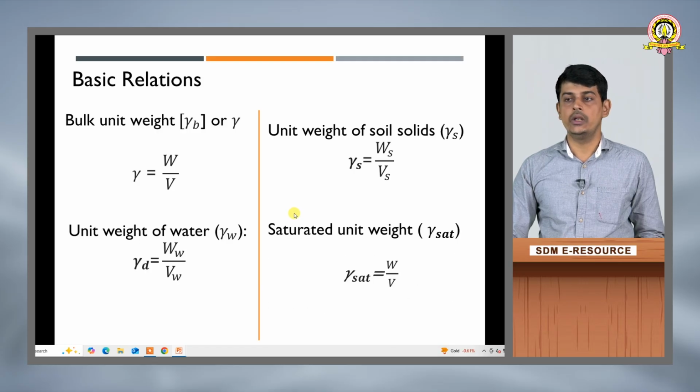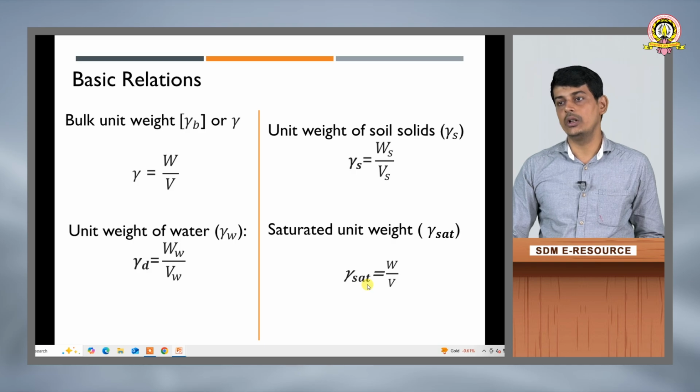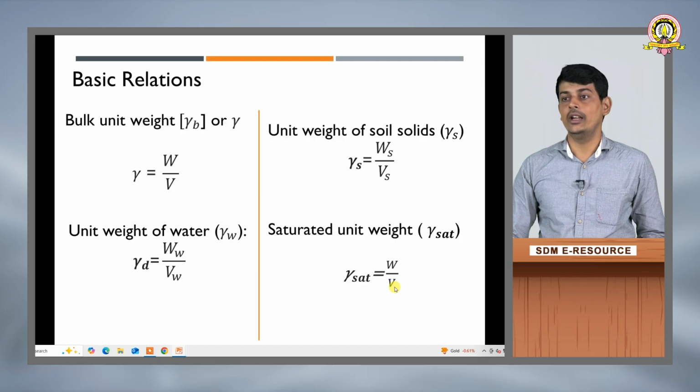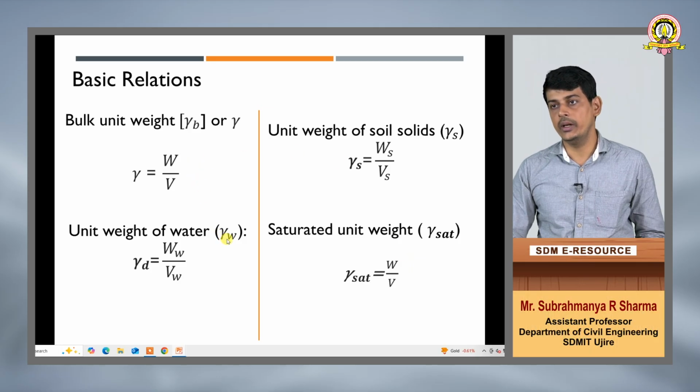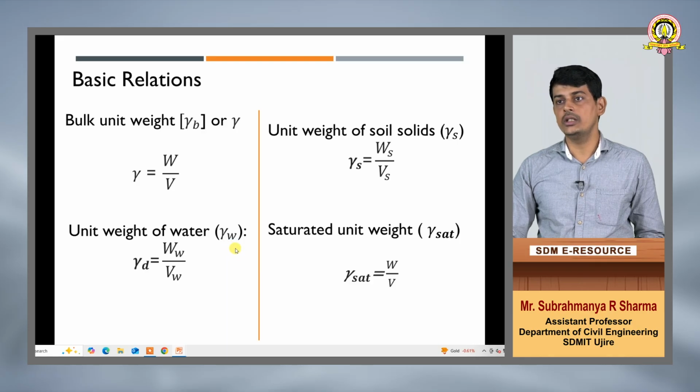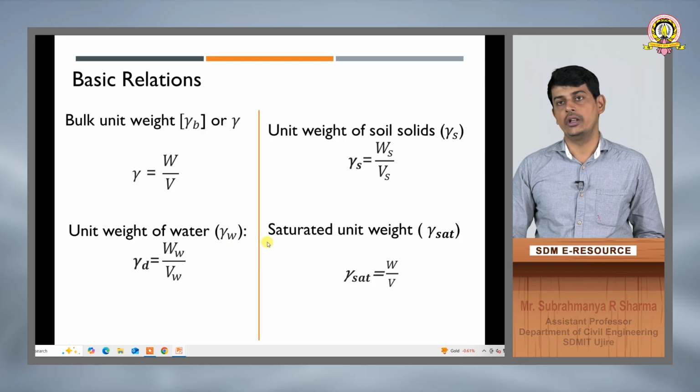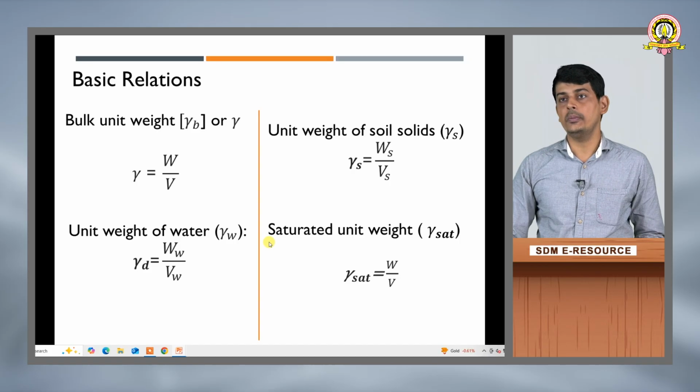And saturated unit weight, as you know, is represented as gamma sat, which is equal to the total weight divided by total volume, in a completely saturated condition. And for all of these, the bulk unit weight, unit weight of water, unit weight of soil solids and saturated unit weight, the unit will be kilonewton per meter cube or newton per meter cube. Okay. In the next session, we will discuss the laboratory procedures to find out these quantities.